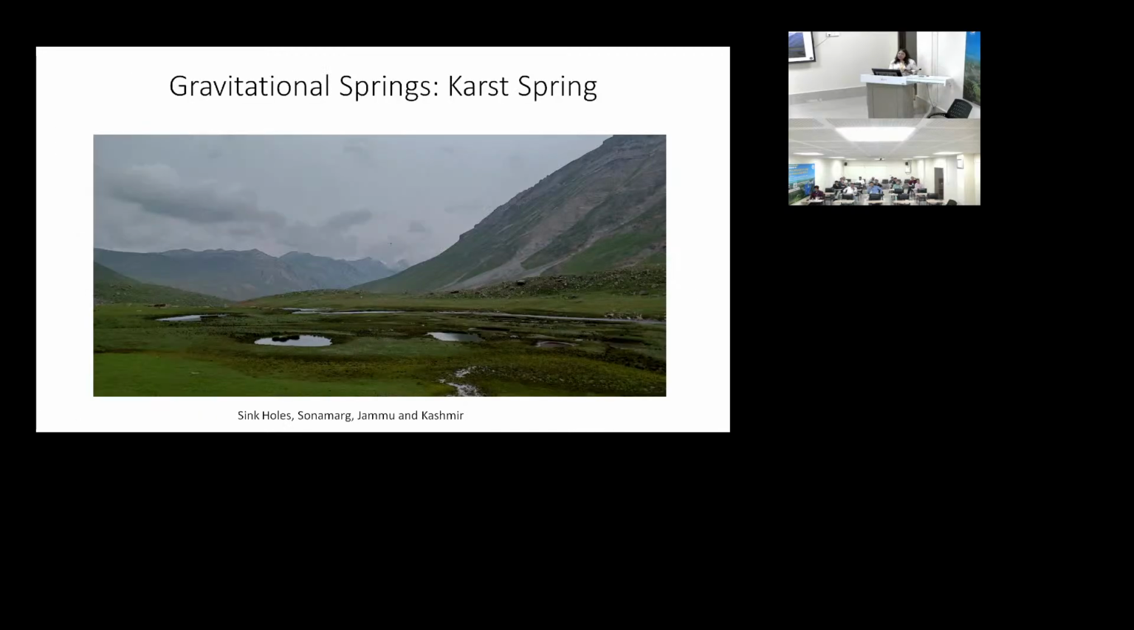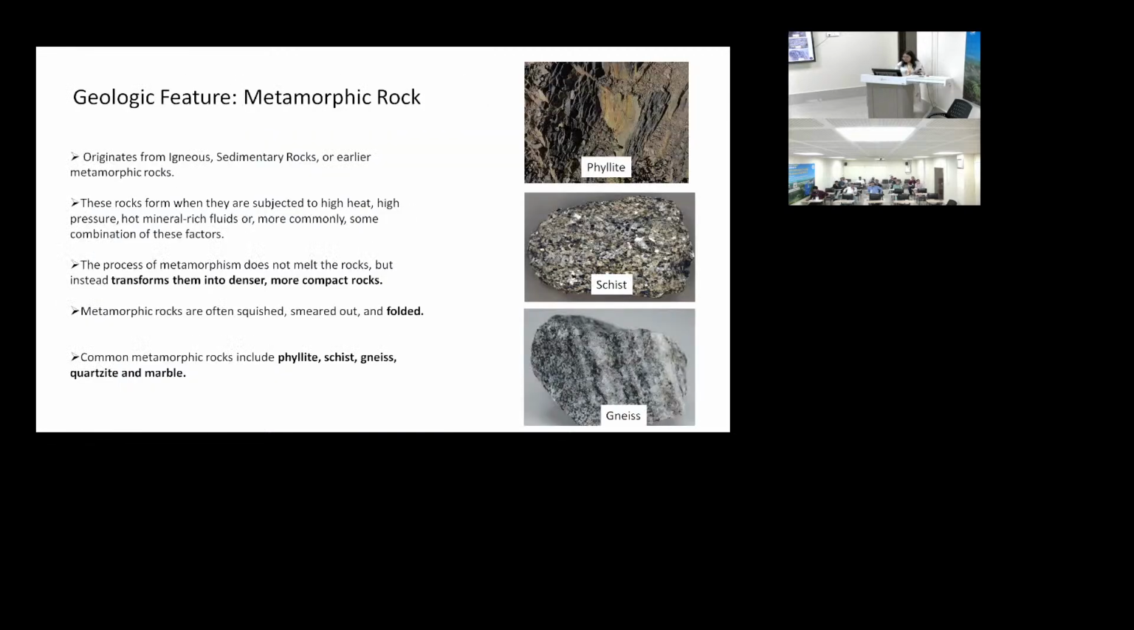So here is an example of a karst spring from Sonmarg. As you can see, these are the sinkholes visible on the surface. These sinkholes are connected underneath and they are feeding this stream. This is very common in limestone or dolomitic terrain.